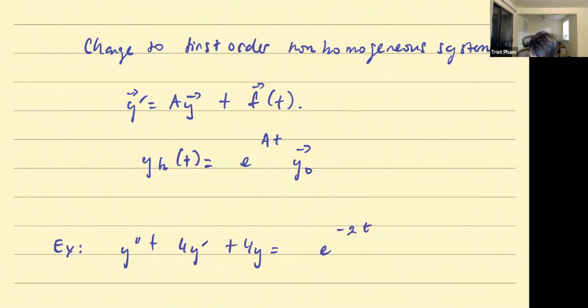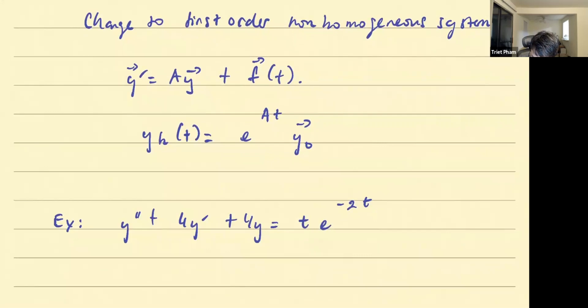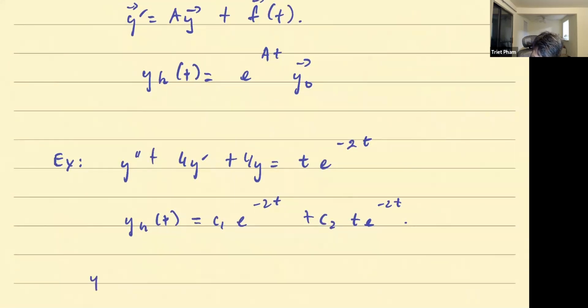But I want to do this, with the t in front. So remember, YH is C1 e to the minus 2t plus C2 t e to the minus 2t. I don't think the textbook goes this far, but anyone care to guess what the form for the particular solution YP(t) is here?